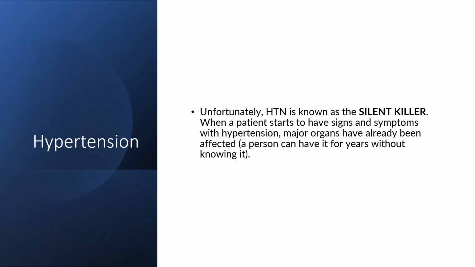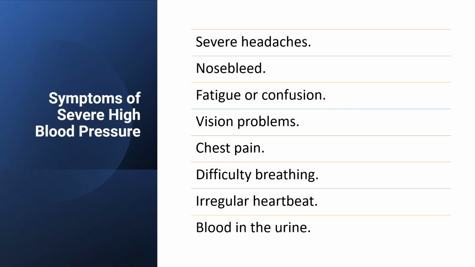Unfortunately, hypertension, HTN, is also known as a silent killer because people live through the pressure. They live through that pressure on their back, in their head, the pains in their shoulder. And they go along with their daily living and they progress from pre to stage 1 to stage 2. When the patients start to have signs and symptoms with hypertension, their major organs may have already been affected, such as their kidneys and their eyes.